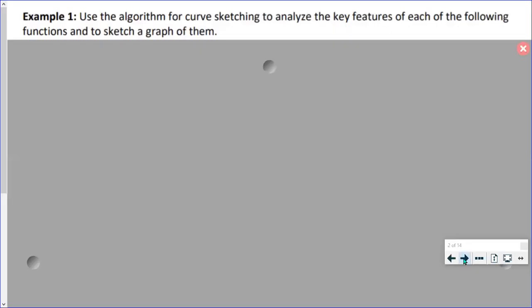Okay, so we're going to start off with a question, and we're really going to flesh out 2 very long and detailed examples today. So the first one: use the algorithm for curve sketching to analyze the key features of each of the following functions and sketch a graph of them.